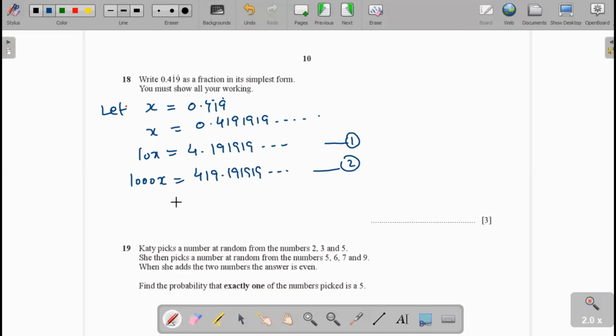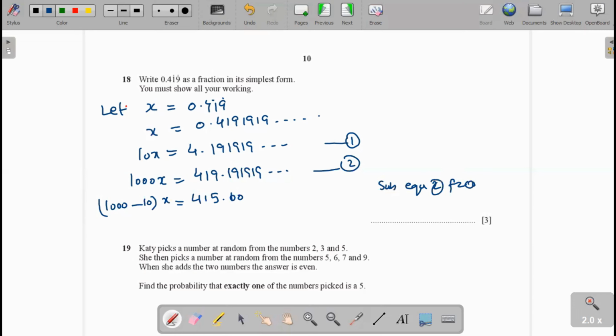Now we subtract these both equations, equation 1 from equation 2, that is 1000x minus 10x, that's equal to 419 minus 4.19, we get 415. Now you can write it, subtract equation 1 from equation 2.